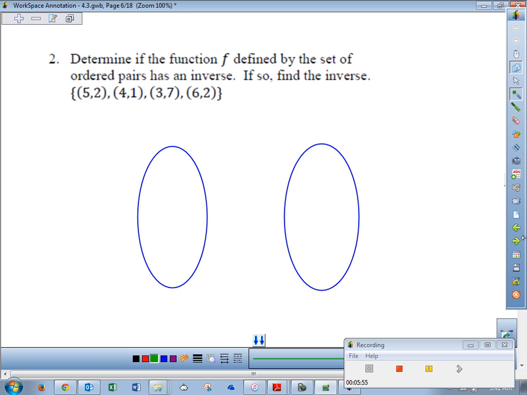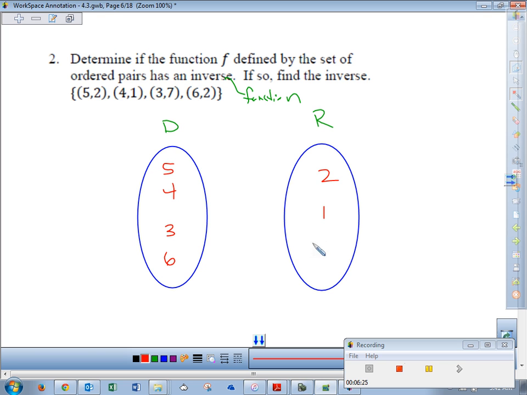Determine if the function defined by ordered pairs has an inverse that's also a function. If so, find the inverse. When they give you a relation that's just a set of ordered pairs, make a little mapping of it. Here's your domain, here's your range. All the domains are your x values, 5, 4, 3, 6. Don't put anybody more than once. All your ranges are your y values. Don't put anybody more than once. 2, 1, 7, 2. I don't want to put him more than once.